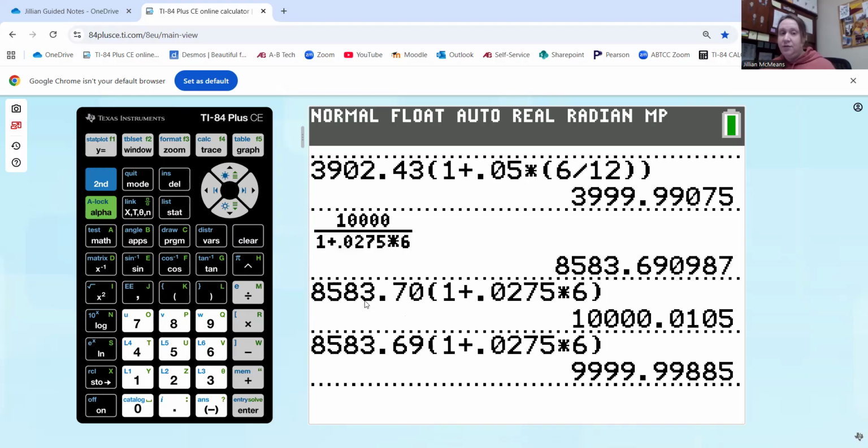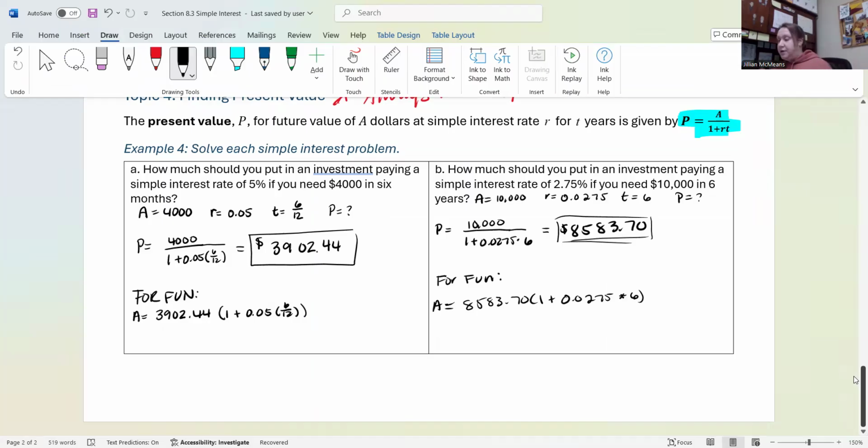With $8,583.70, we meet our goal. With $8,583.69, we do not meet our goal. This is why we have to round up. Okay, so always make sure you round up, and only with P.